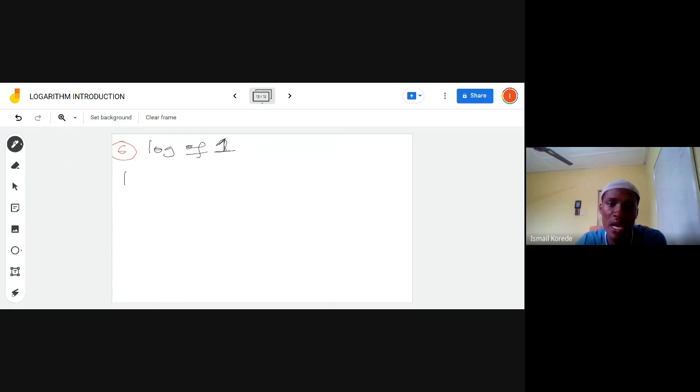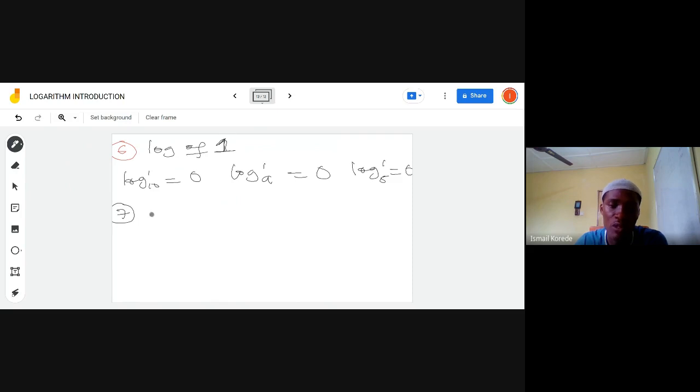So if I have log 1 base 10, that gives 0. Log 1 base a, that gives 0. Log 1 base 5, that gives 0. So whenever you take the log of a number to its base, that gives us what? It gives us a 0. So we are gradually coming to the end of the laws.